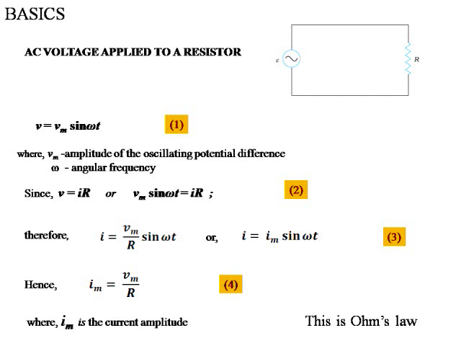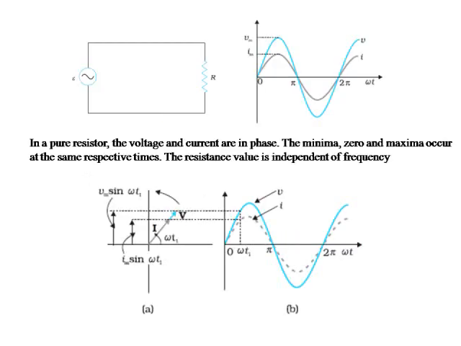Since V is equal to IR, the AC voltage can be represented as given by equation 2 and the AC current can be represented by equations 3 and 4, where Im is the current amplitude. This is Ohm's law, and for resistors it works equally well for both AC and DC voltages. In a pure resistor, the voltage and current are in phase. The minima, 0, and maxima occur at the same respective times. The resistance value is independent of frequency.